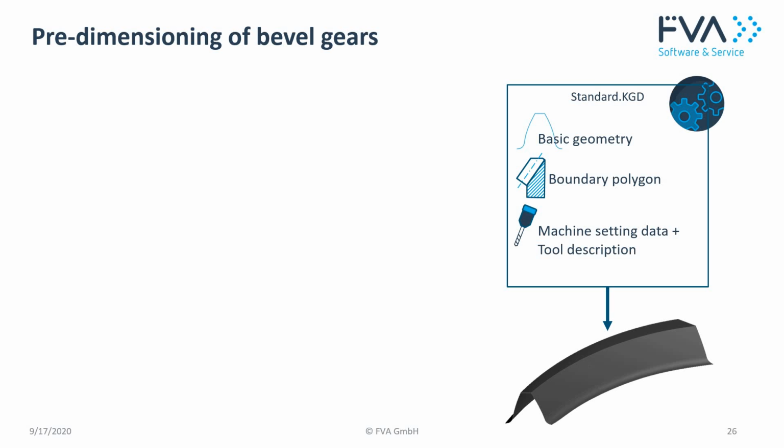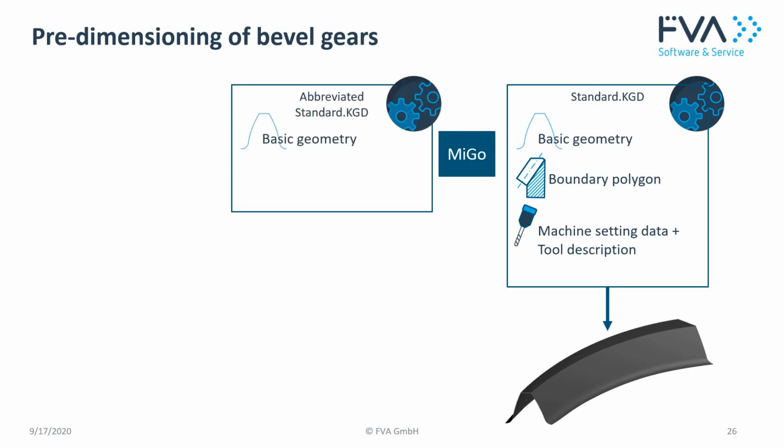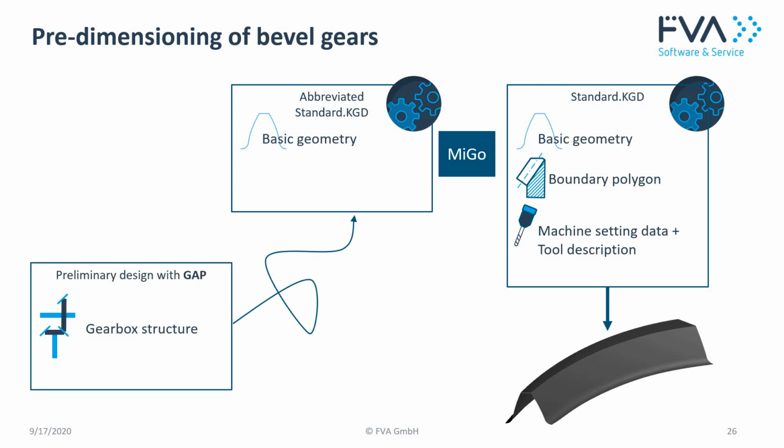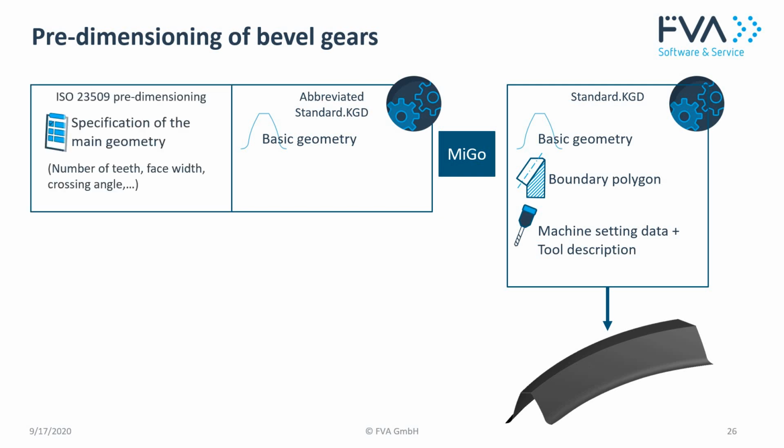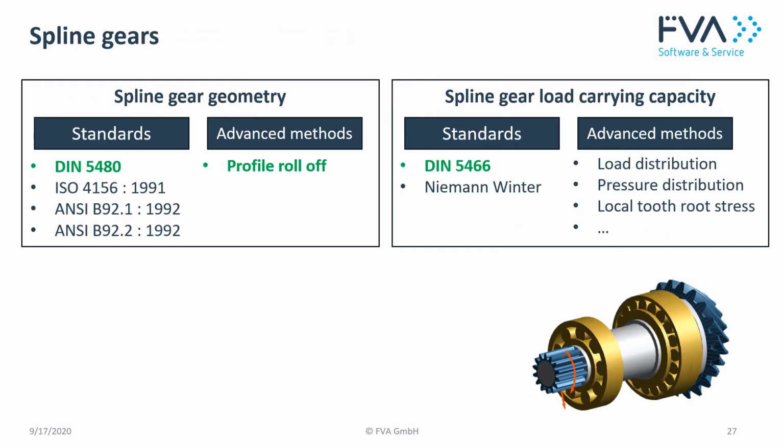Another new feature in version 6.0 is the pre-dimensioning of bevel gears. So feedback from users is that the standard KGD file, which is needed for bevel gear calculations, requires a lot of information that has to come from other sources. So what we've done for version 6.0 is added a pre-dimensioning of bevel gears feature based on ISO 23509, which allows you to create the abbreviated standard KGD file, specification of the main geometry, which can then be edited and recalculated in BCal as necessary.